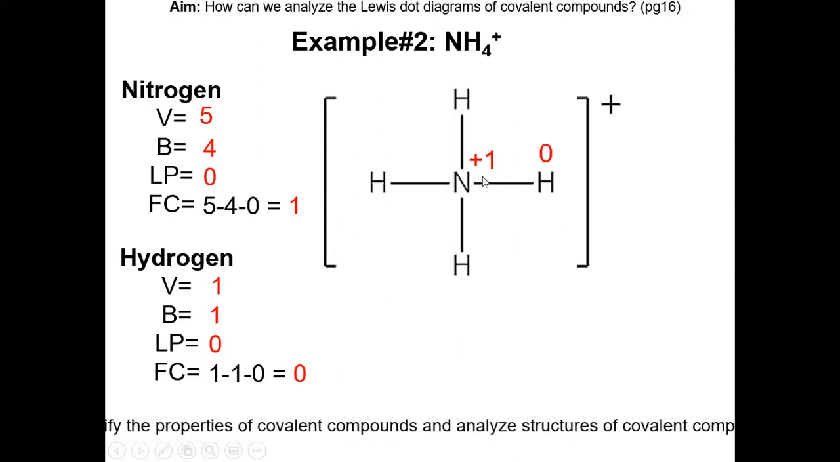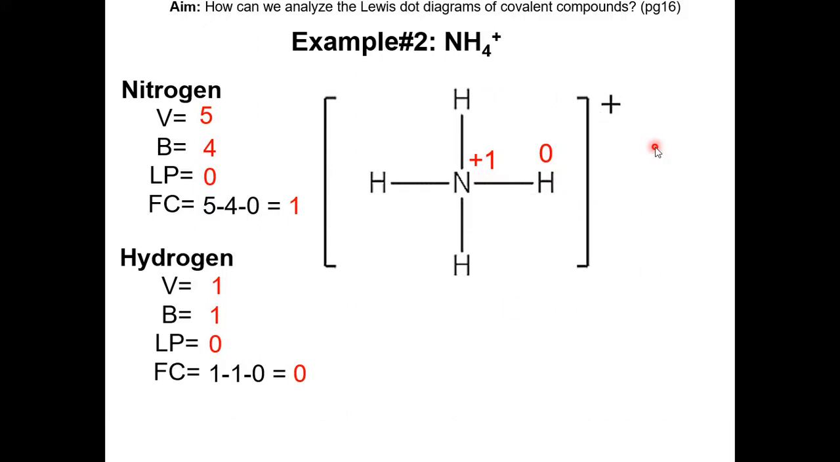So let me label the formal charges of nitrogen and hydrogen. If we add up the formal charge of each atom in this molecule, it will be +1, which is the total charge of the ammonium ion.